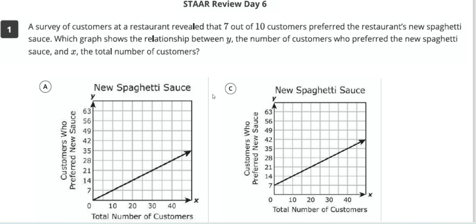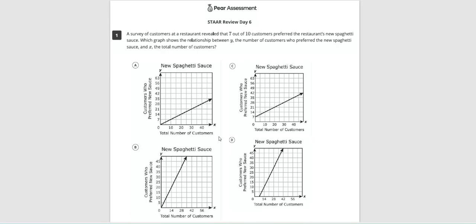This is pretty easy. Once you see these things are graphs, just make sure you know one thing for sure. You're not going to have one that's vertical or one that's horizontal. Those will never be your answers. Okay, let's just go right here real quick.